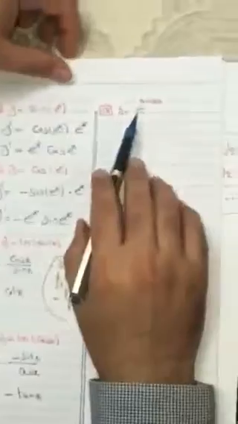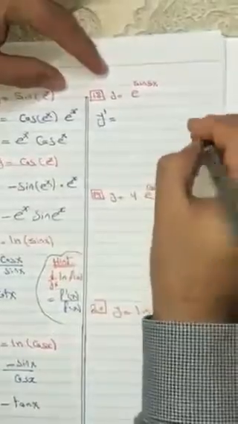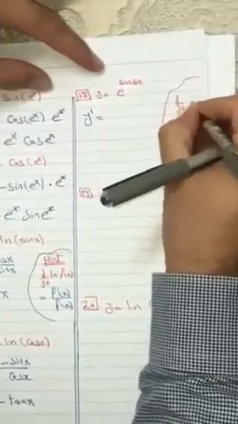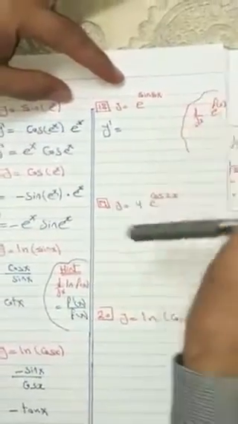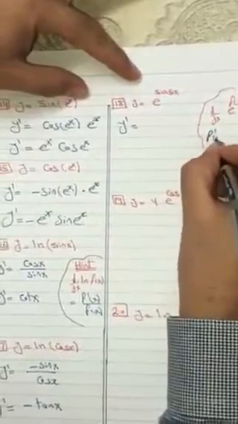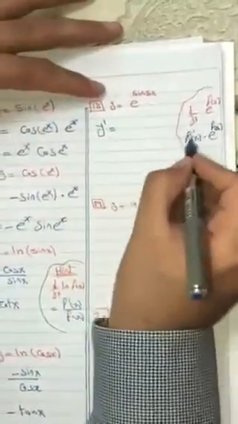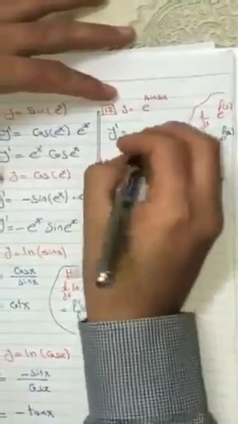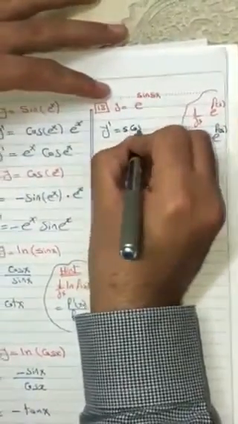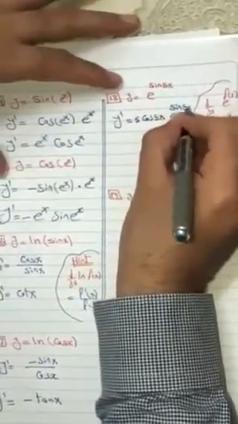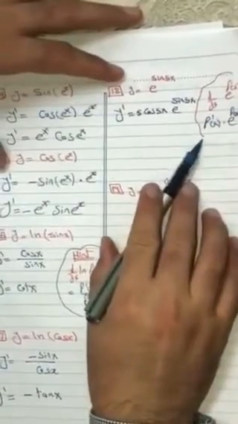Let's move to another one. e power sine 5x. So y dash equals... Do you remember the derivative of e^f(x)? d by dx of e^f(x) was f dash of x times e^f(x). Same thing here. So y dash equals: derivative of the power, derivative of sine 5x is 5 cosine 5x. After that, e^sine 5x. According to the formula, it's easy.